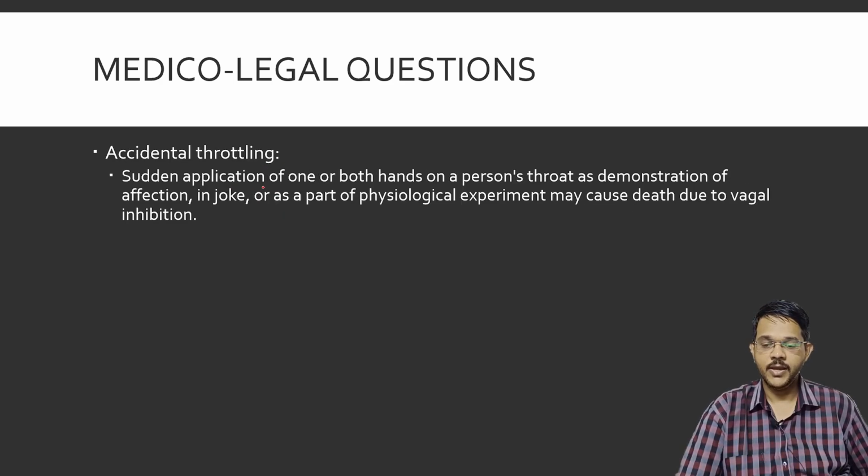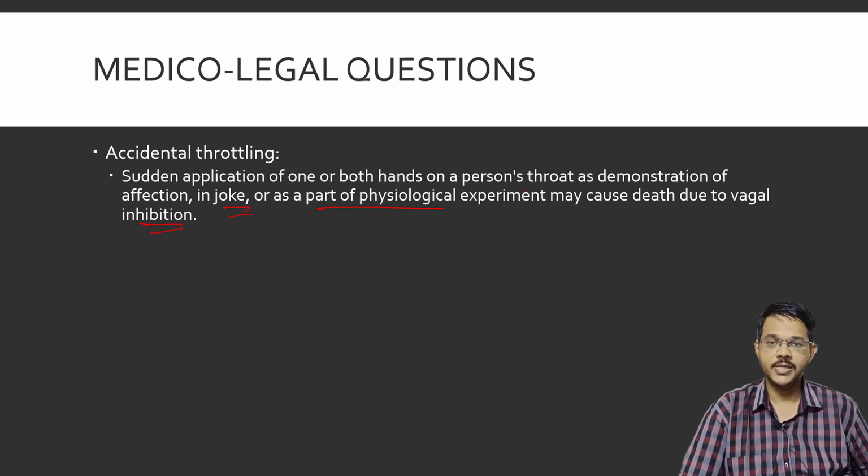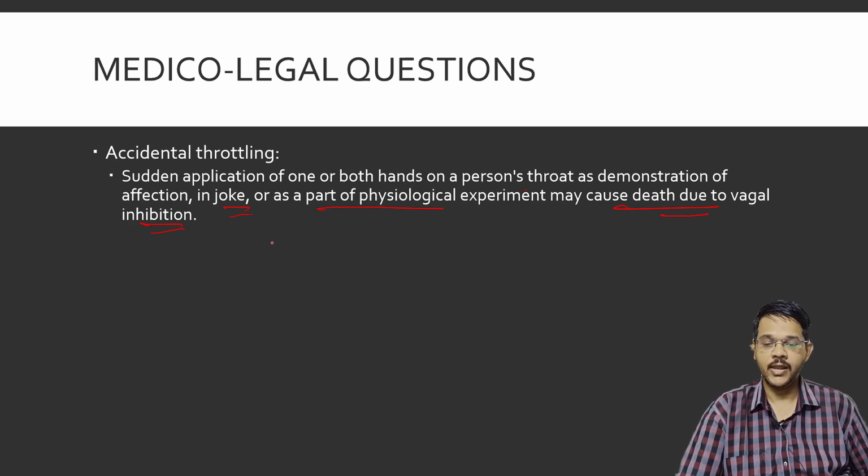Accidental throttling may occur in cases like sudden application of one or both hands on a person's throat as a demonstration of affection, in joke, or as part of a physiological experiment, which may cause death because of reflex inhibition. Here the person may not have intent to cause death or throttling. He may just grasp the neck as a form of joking or affection, or as an experiment, and it may cause vagus nerve stimulation through nerve endings in the carotid sheaths, which may cause the heart to stop.